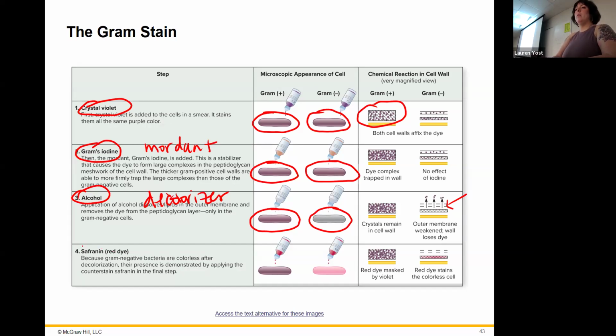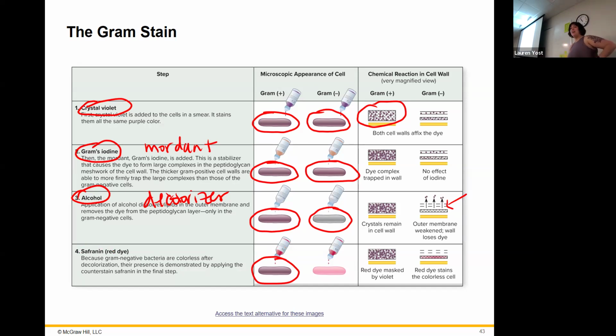All right, so now we're left with a clear cell and a purple cell. The purple cell is going to stay purple. It doesn't matter. You can add as much safranin to it as you want to, and it'll stay purple. Because that purple is purple, y'all. It is so purple. There's not anything more purple in the world than that.